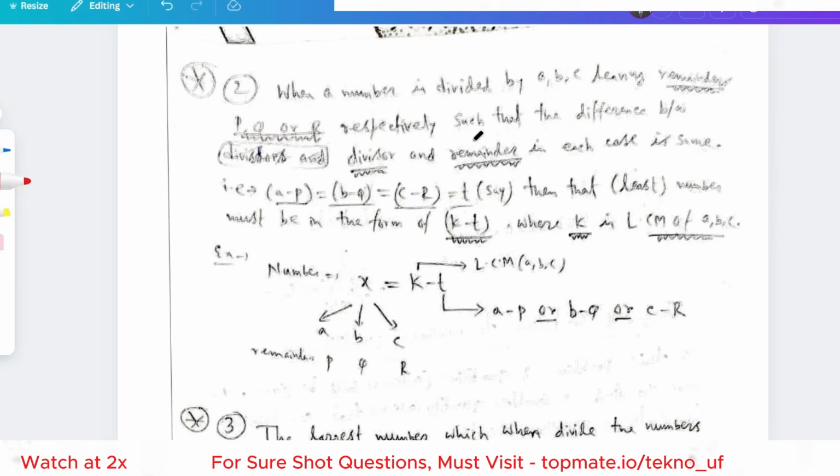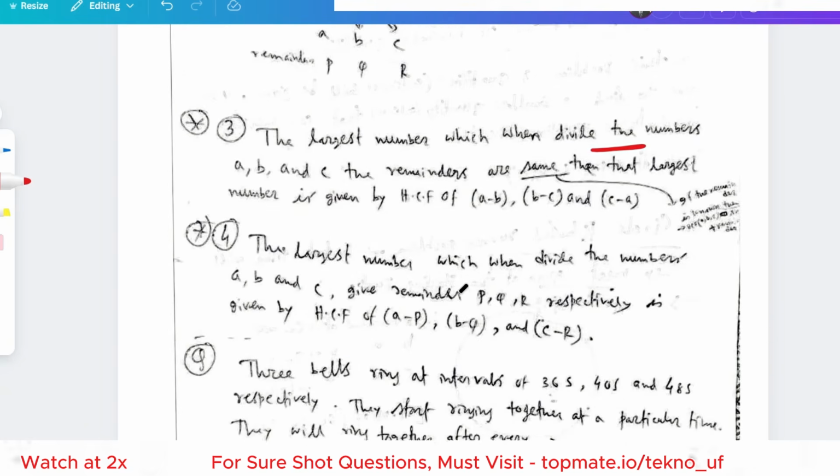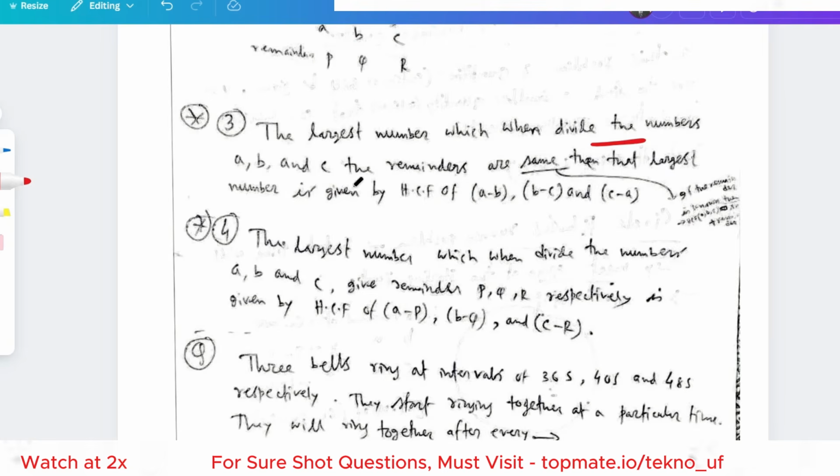Okay, so different remainders were there. So for that, the number is the LCM of those numbers minus the difference between divisor and remainder. Okay, and the last two cases are regarding HCF.